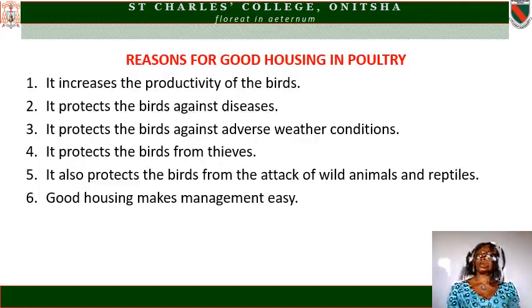Reasons for good housing in poultry. 1, it increases the productivity of birds. 2, it protects the birds from diseases. 3, it protects the birds against adverse weather conditions. 4, it protects the birds from thieves. 5, it also protects the birds from the attack of wild animals and reptiles. Number 6, good housing makes management very easy.